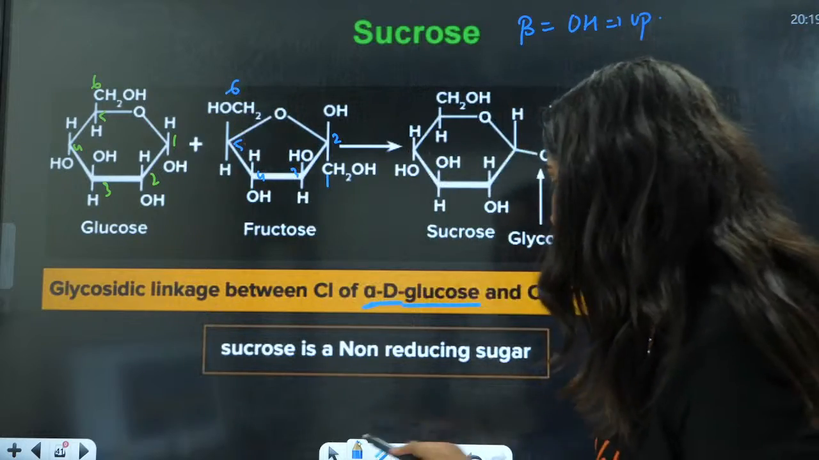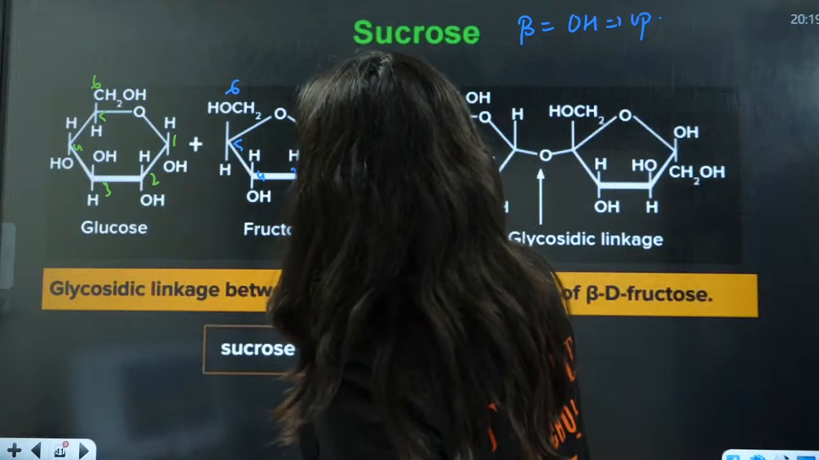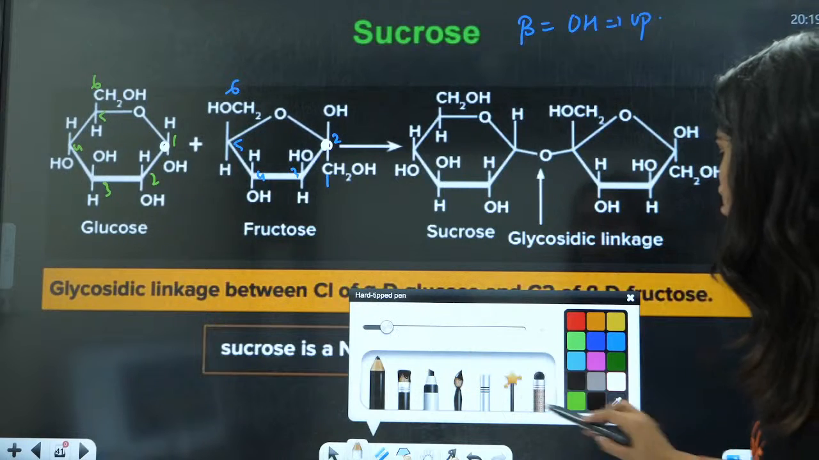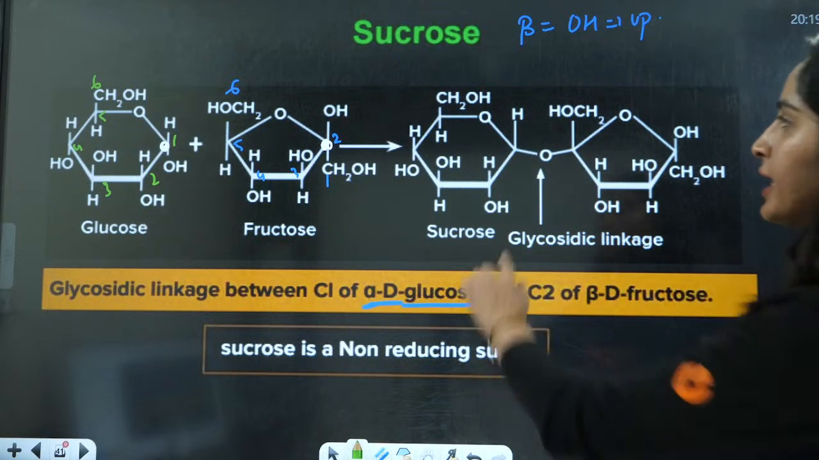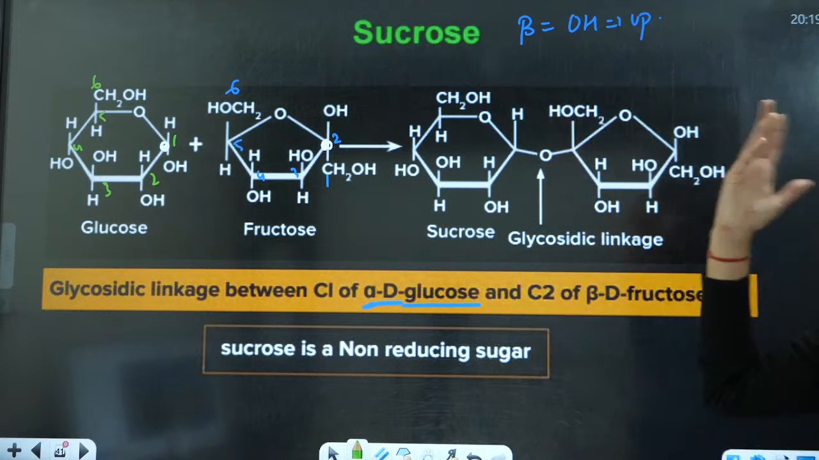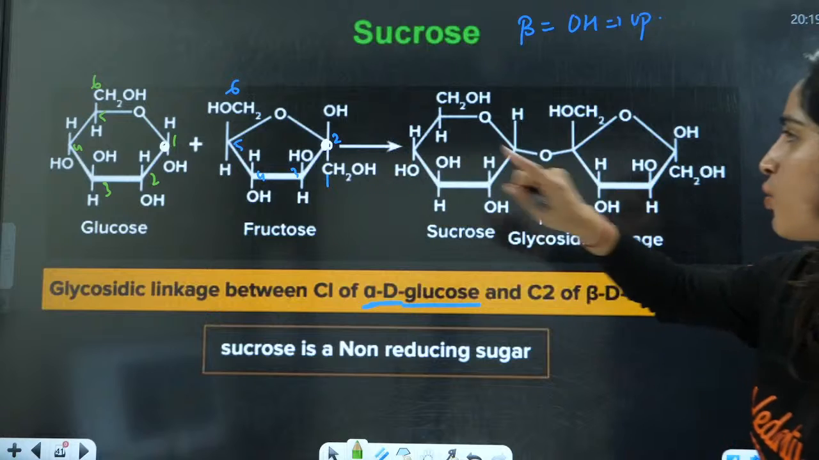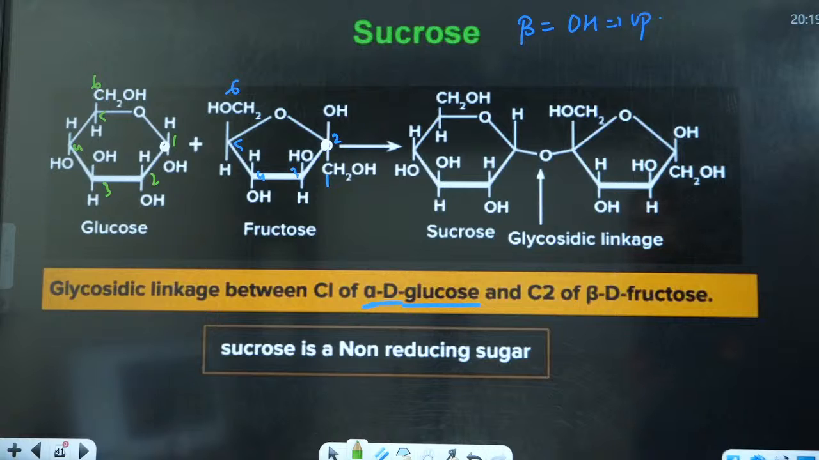This is beta, right? So how are they going to combine together, with this carbon number 2 and this carbon number 1? Just draw these two structures here, everyone. Draw this one structure as it is. Draw the second structure in an opposite way. This CH2OH. Wait. There is something wrong here.